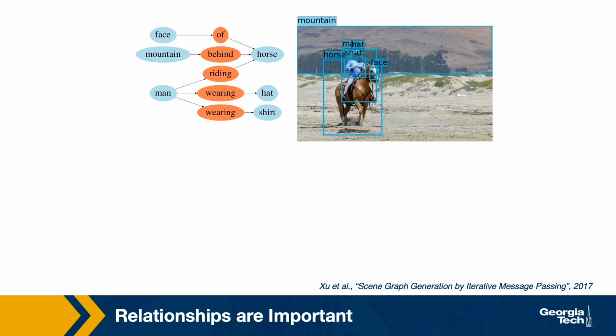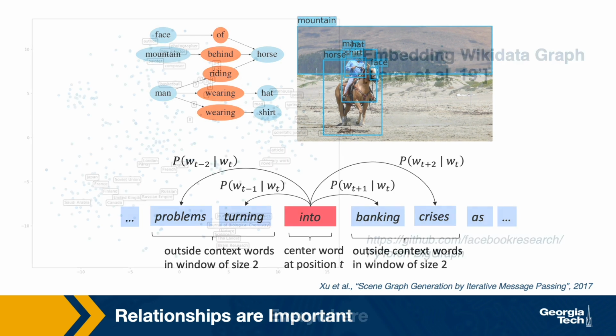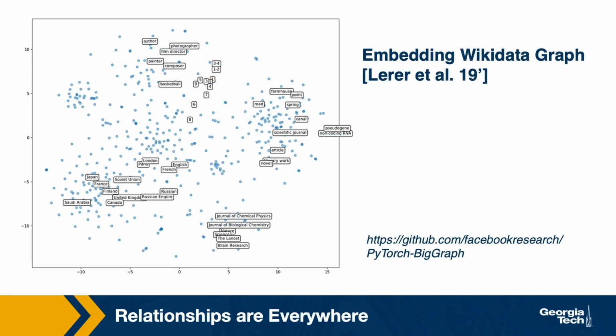We want a graph representation where each node can be an object or an object part, and we want to model the spatial or other types of relationships between them. In this case, showing that the man is wearing a hat and that the mountain is behind the horse. And this similarly occurs in language, where we may want to model more than just the sequential structure in a particular sentence. We may want to model different interrelationships between the words. For example, being able to model which words come across which contexts, or being able to model things like parse trees or grammatical structures.